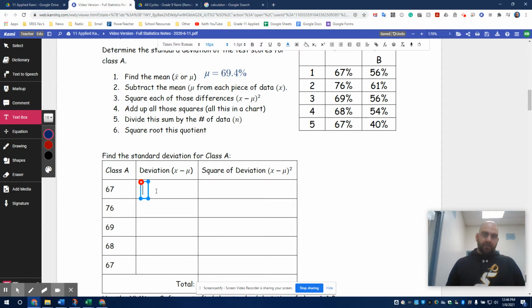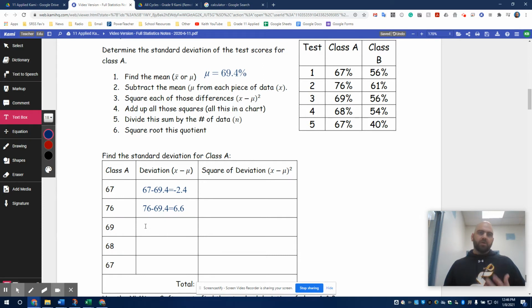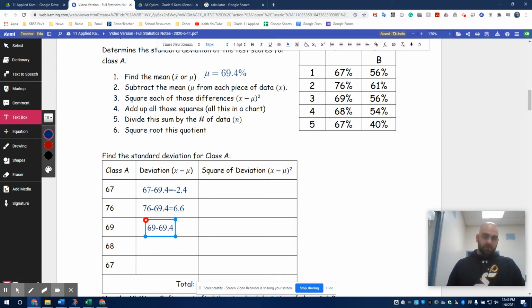So we're going to start with that. We're going to do 67 minus 69.4, and that equals negative 2.4. And then we're going to do that again for 76. We're going to do 76 minus 69.4, and that is going to equal 6.6. We do it here, so we're going to do this for every single value. And this is where it can become a little bit time consuming.